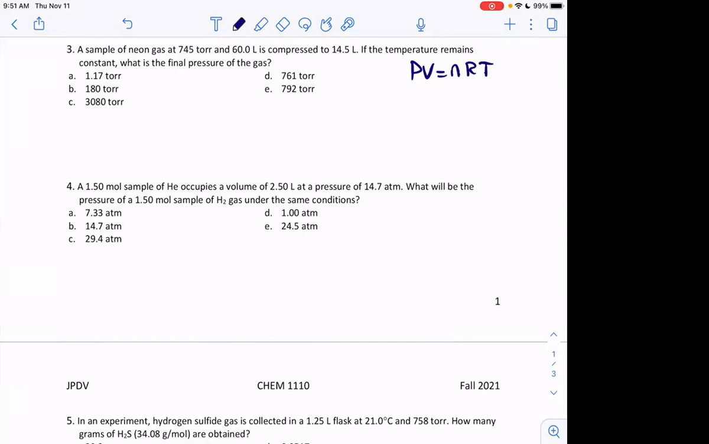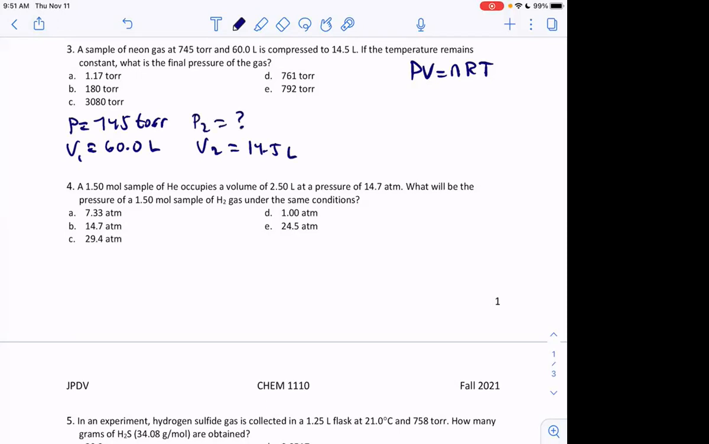We've got P equal to 745 torr. V is equal to 60 liters. And then it looks like we've got a second volume, so we can do V1 and V2 is equal to 14.5 liters. So basically it's being compressed, right? It tells us that volume's getting smaller. We expect the pressure to increase. We should expect a P2.